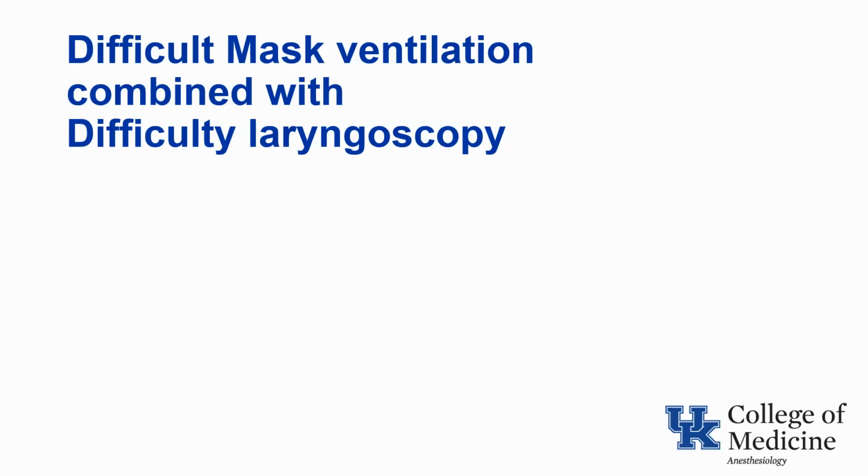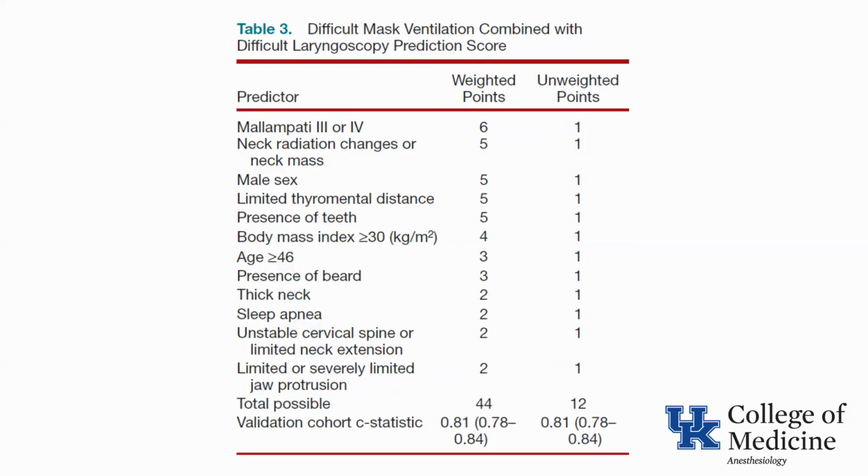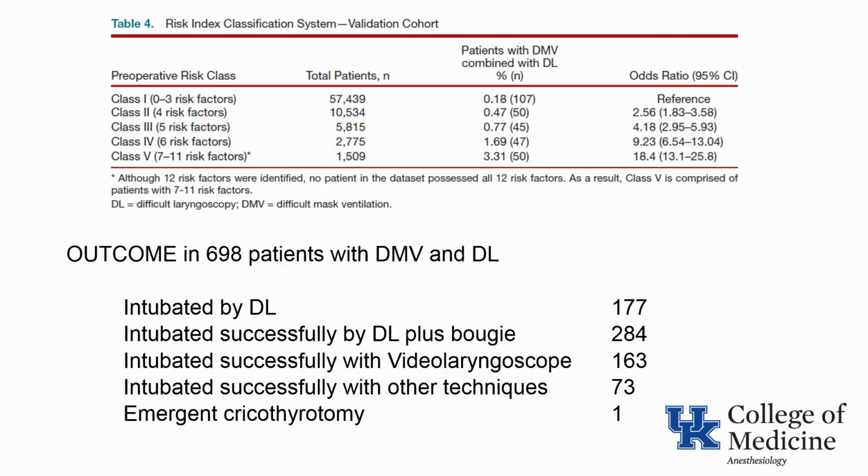Finally, the combination of difficult mask ventilation and difficult laryngoscopy. This is a multi-center study and found difficult mask ventilation in about 2%, difficult laryngoscopy in about 4%, and difficulty with both of about 4 in 1,000. They then developed a predictive algorithm for this problem, and this shows how successful it was in predicting the problem.